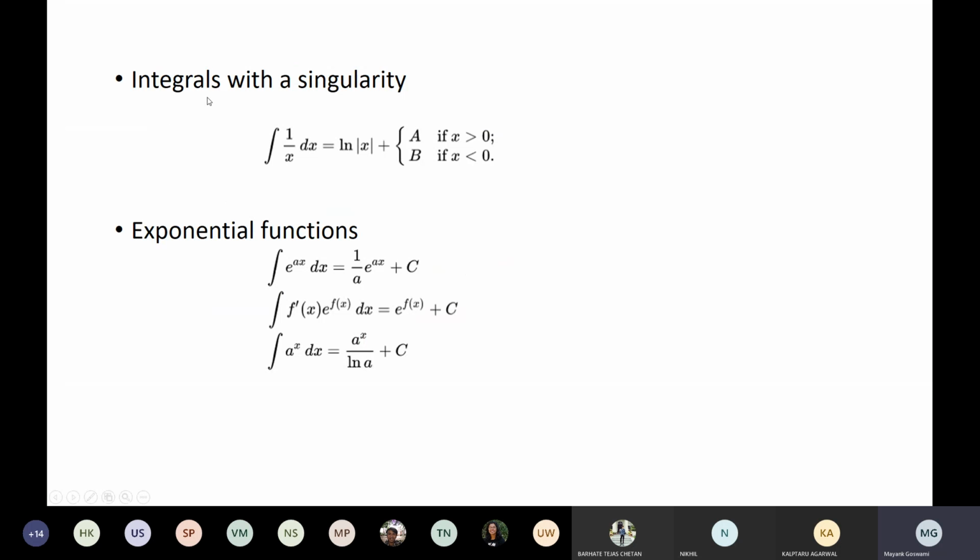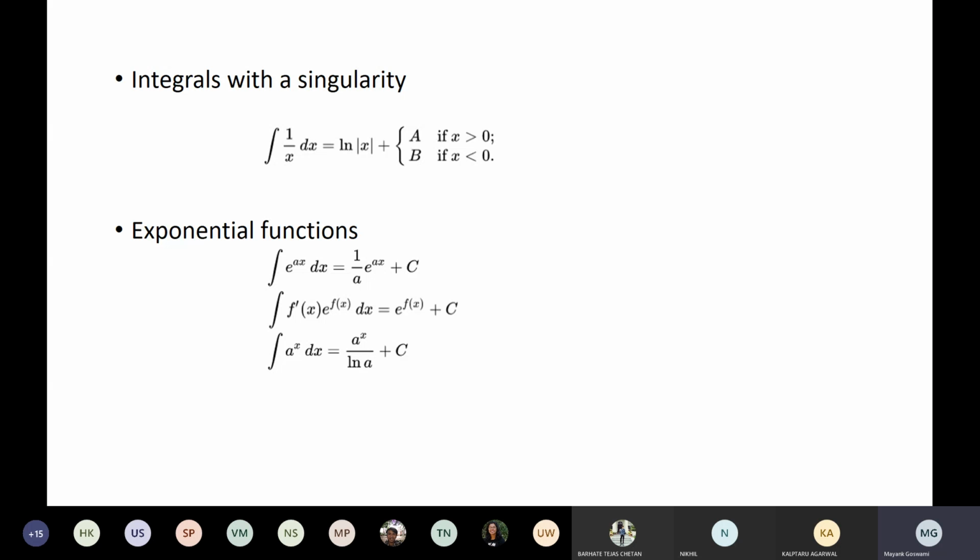Here are some types. Integrals with a singularity. Here we have the function 1 over x, where x can be 0, then it will be a singular function. If we integrate this, we will get natural log of x plus some constant, and this constant depends on whether the value of x is positive or negative. So we will have two constants depending on the sign of x.